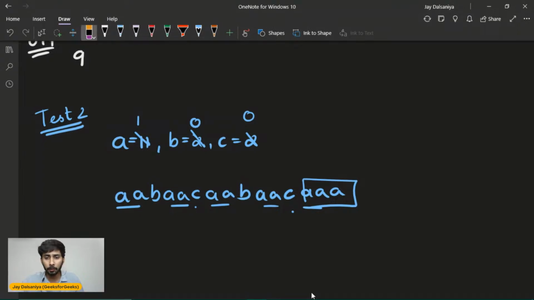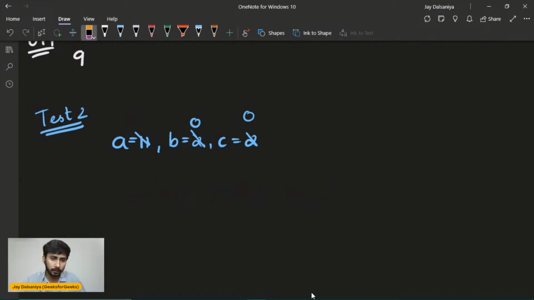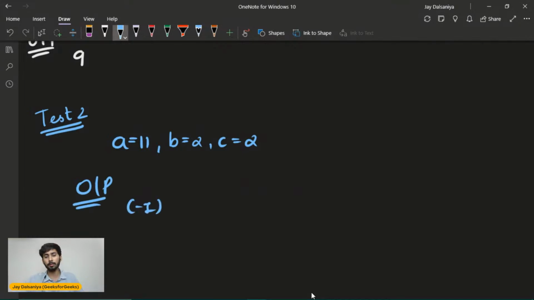You can try out every different possibility and different types of strings, but you won't find any string that does not contain 3 consecutive characters. So for this input test case where A is equal to 11 and B is equal to 2 as well as C is equal to 2, the output will come out to be -1. We cannot generate a proper string, hence the output will be -1.